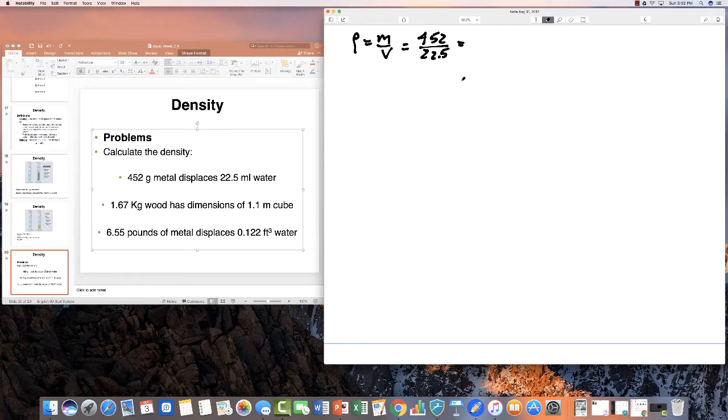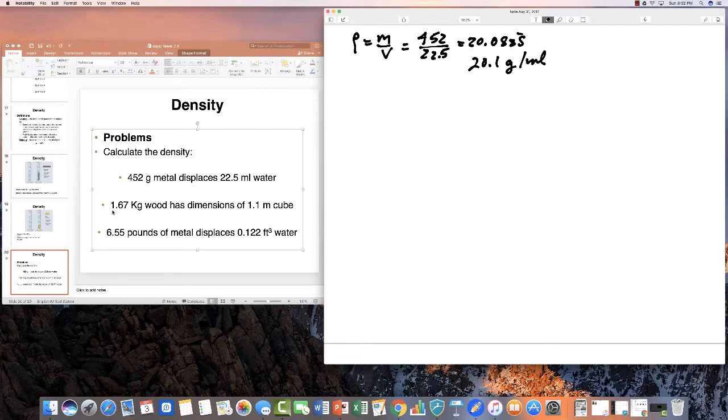And the significant digits here are going to be 3. So 452 divided by 22.5 is equal to 20.0 and then a bunch of stuff. But it's 20.0888 repeating. You round this up to 20.1 grams per milliliter.